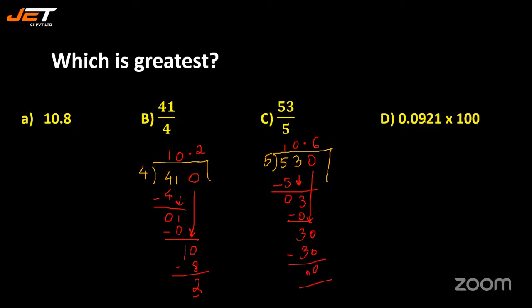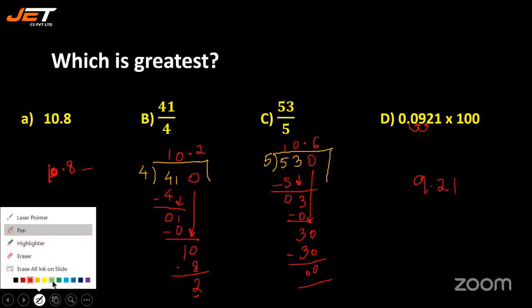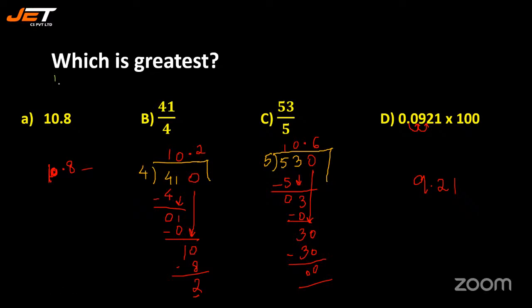And now here, if you are multiplying by 100, this will go to the right side. 2 steps to the right side, because in 100 there are 2 zeros. This is 9.21, then this is 10.8. So which of these is greatest? If we look at 10.8, 10.2, 10.6, and 9.21, the greatest is 10.8.